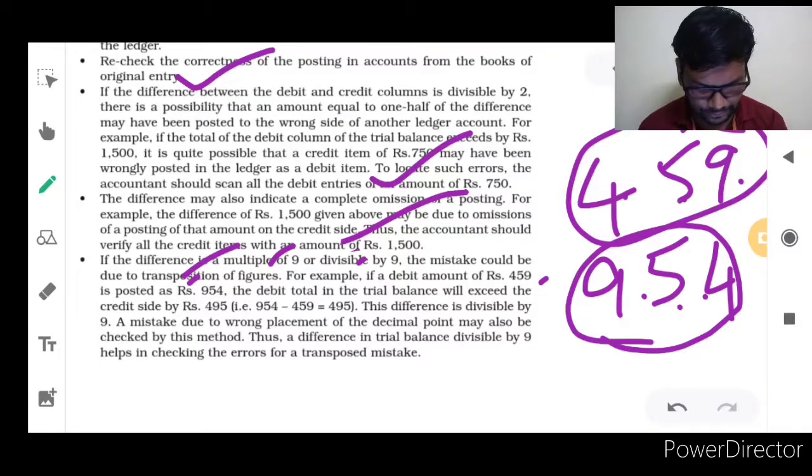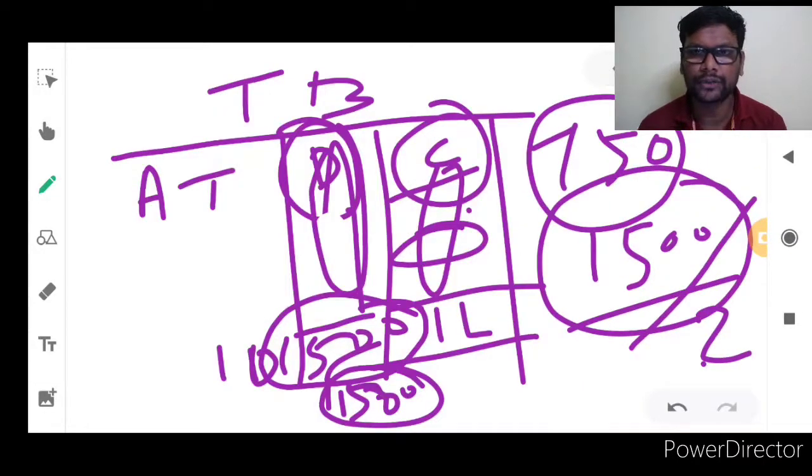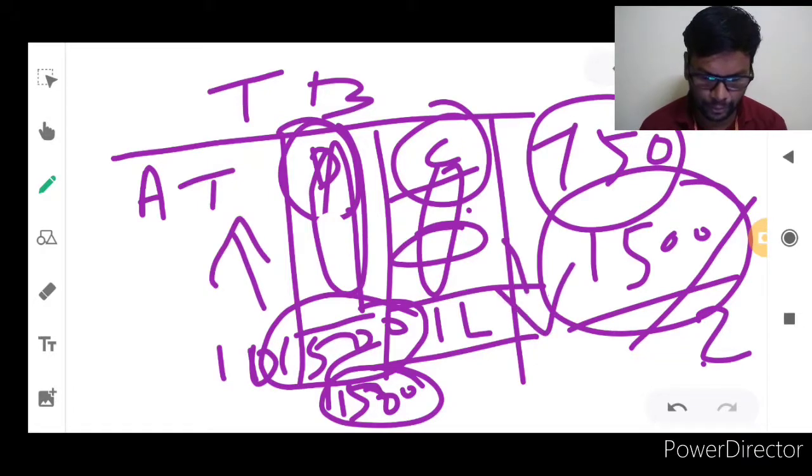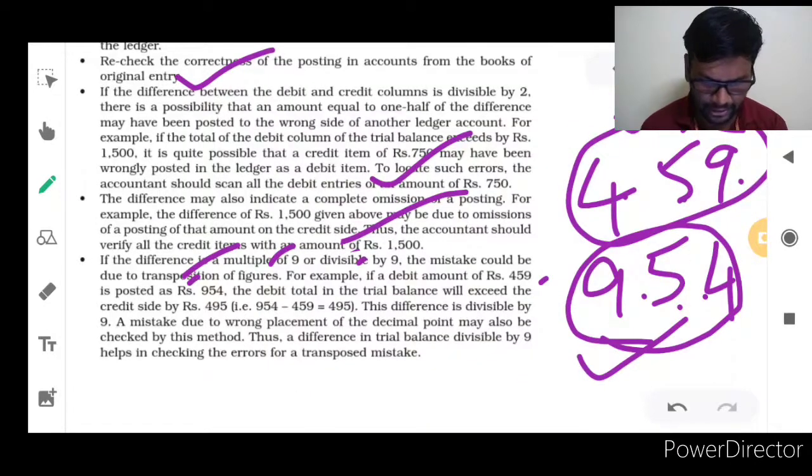And the debit total in the trial balance will exceed the credit side. Definitely the debit side will exceed the credit side, because instead of writing 459, they wrote 954 on the debit side alone. So here the debit side will show more balance than the credit side, isn't it? How much more will it show than that?